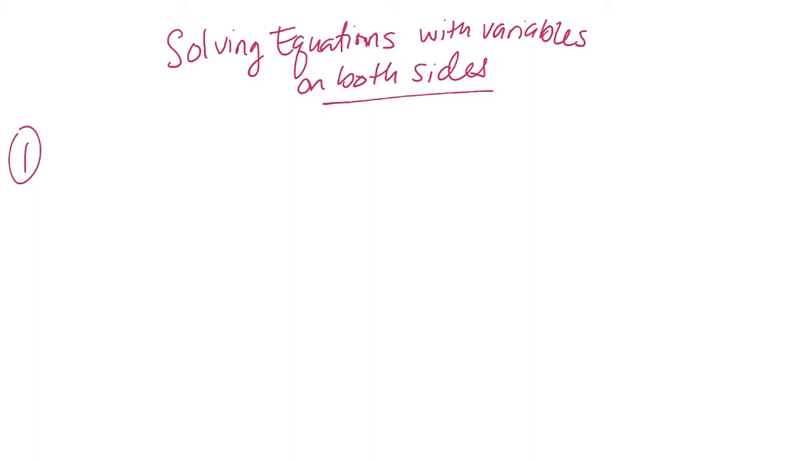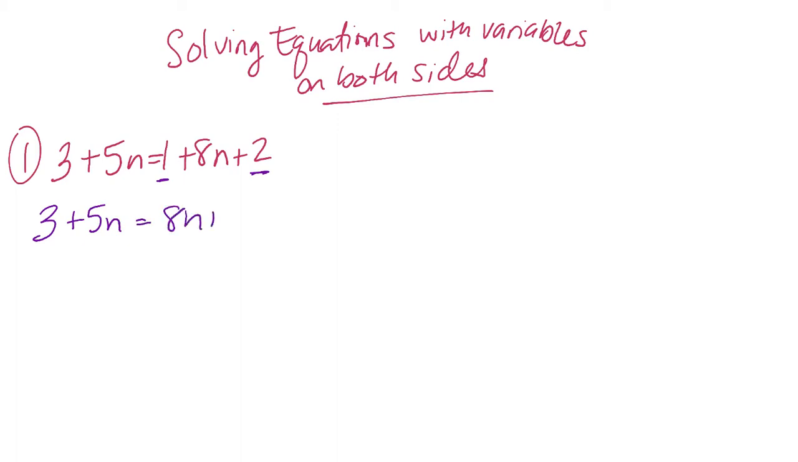Okay, example 1. 3 + 5n = 1 + 8n + 2. So you've got a little bit more going on than just the variables on both sides. You have some like terms. Here on the right, we have 1 plus 2, so you want to go ahead and combine those. Then we want to get the n's together.